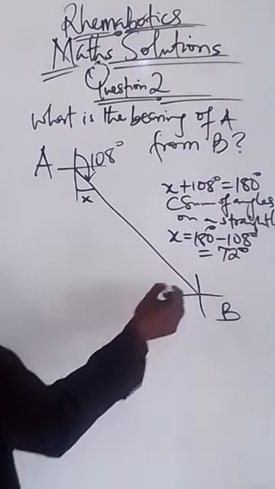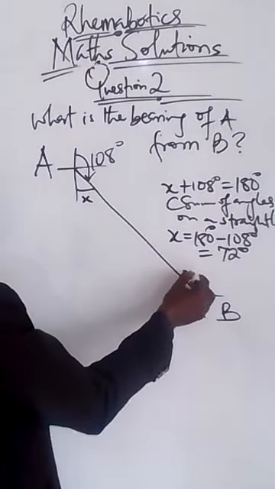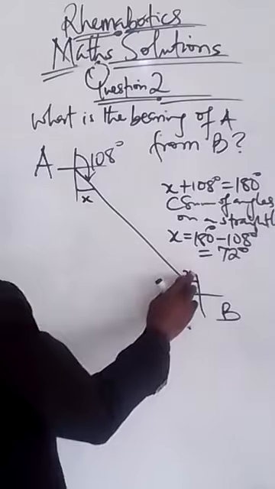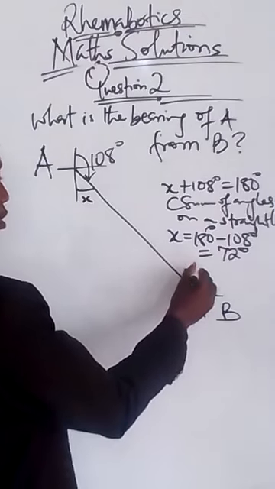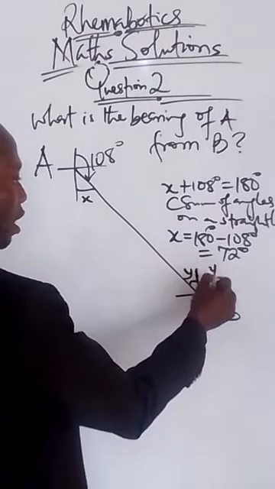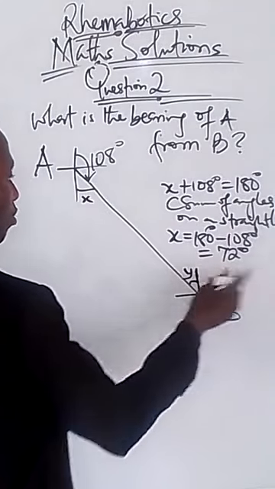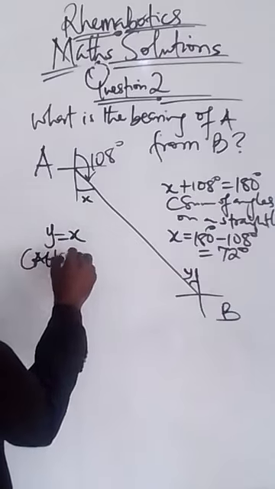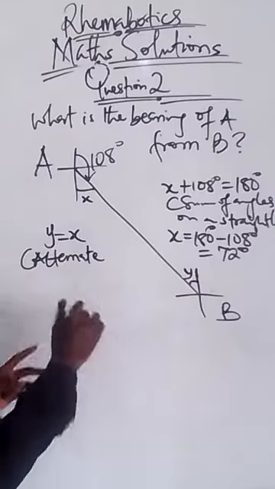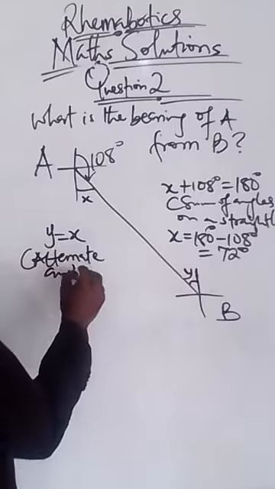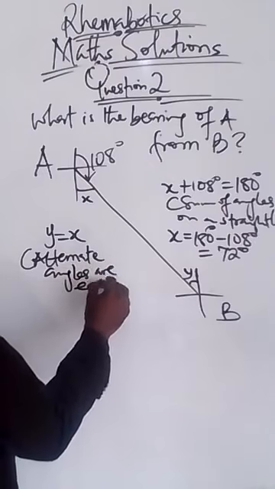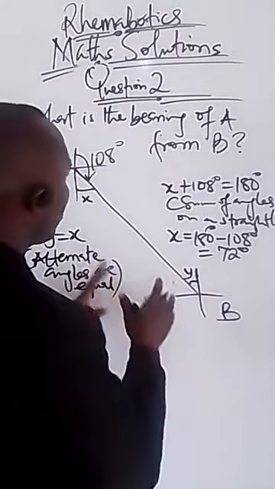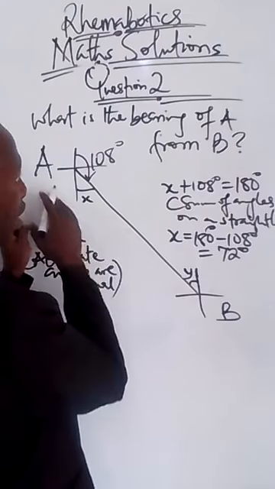And don't forget, this same angle here is equal to X. So automatically, this and this are equal. I can call this, let's say, Y. So Y is equal to X. Y, alternate angles. These are angle laws. Alternate angles are equal.